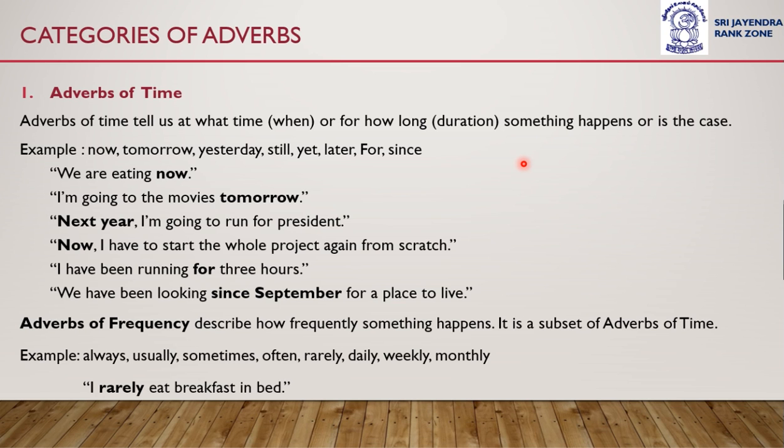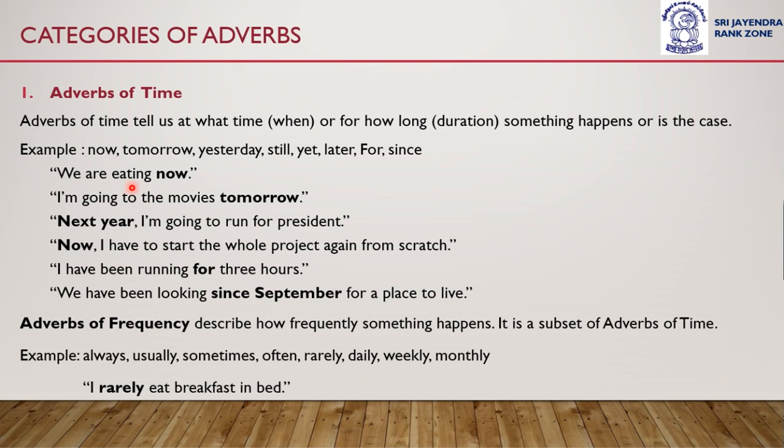Let's move forward and understand the categories of adverbs. First category is time. Adverbs of time tell us when, or for how long duration something happens or is the case. Adverbs of time tell us about any activity or something that has happened. Examples of adverbs of time are yesterday, still, yet, later, for, since.